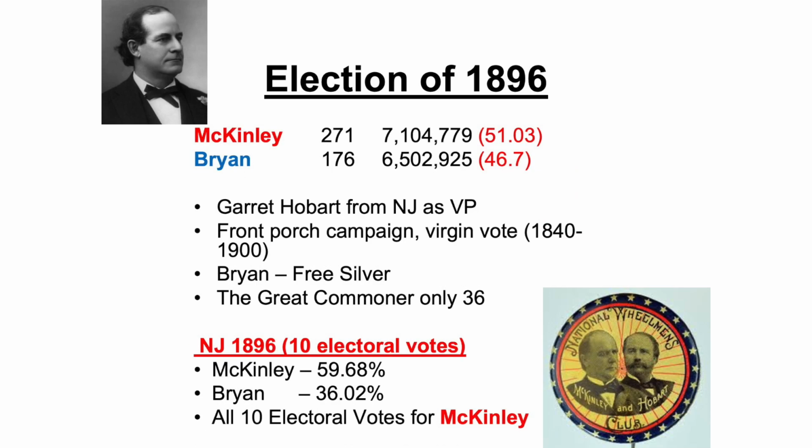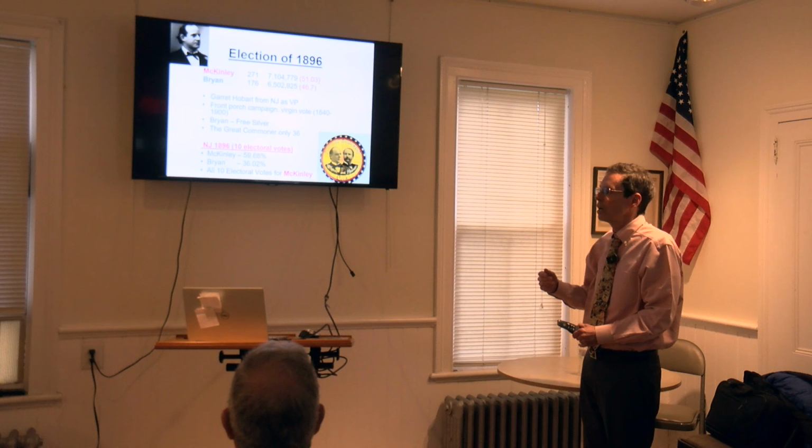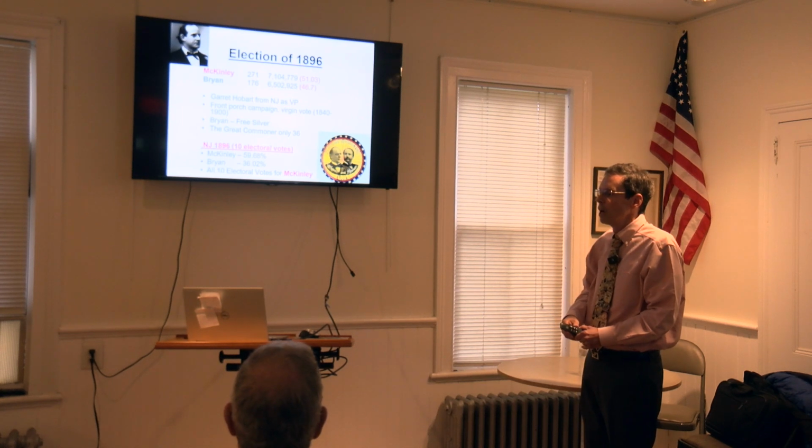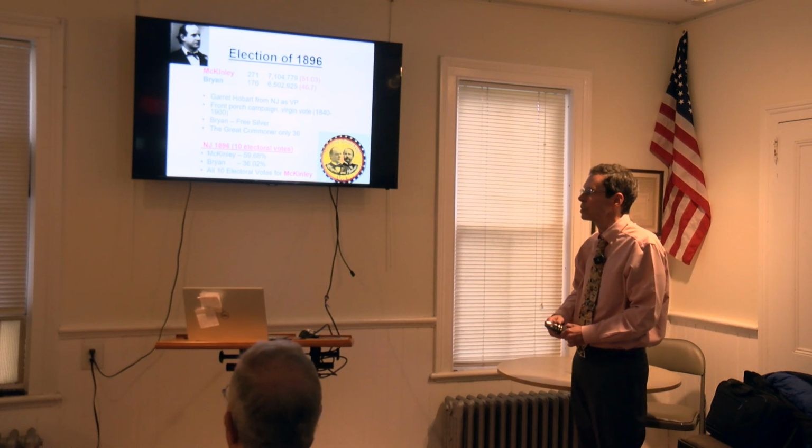This election provides a New Jersey candidate, Hobart. He was the vice president, and he was from the Paterson area. And this was a front porch campaign where McKinley didn't go out and campaign anywhere. He just sat in Ohio and had people come to him. But he was very popular. He was actually a war general from the Civil War as well. A lot of the candidates in the 1800s had military experience from the Civil War.